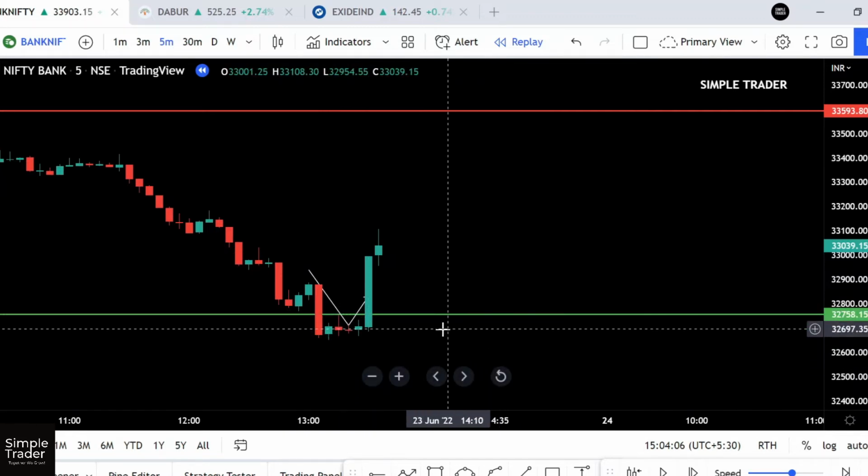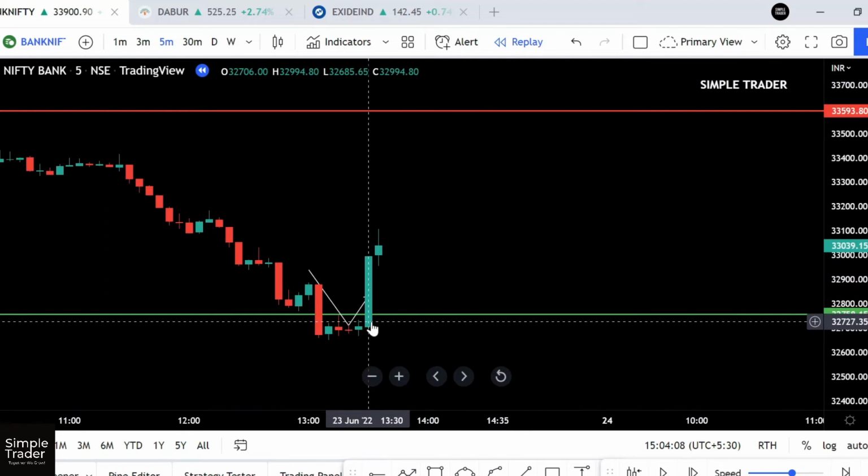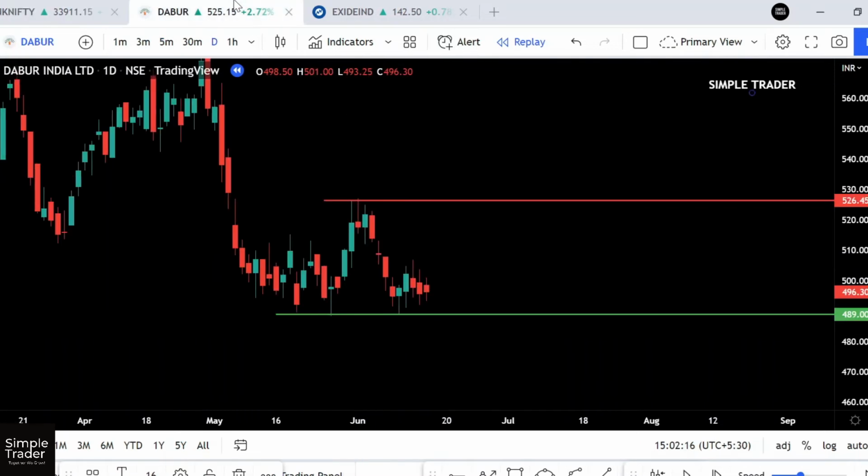Okay, so if this happens, you can consider this as your BOF setup. So now you have qualified this as a BOF setup for your intraday. Now I'll be showing you another example for your swing trade.